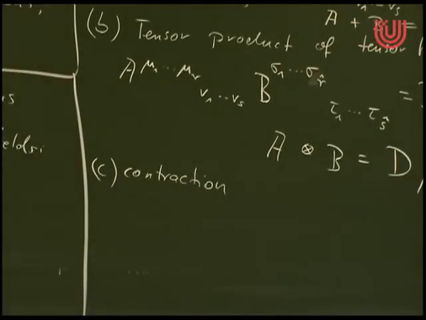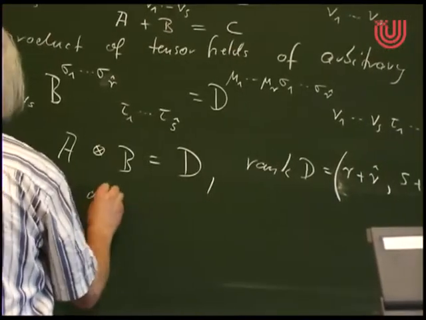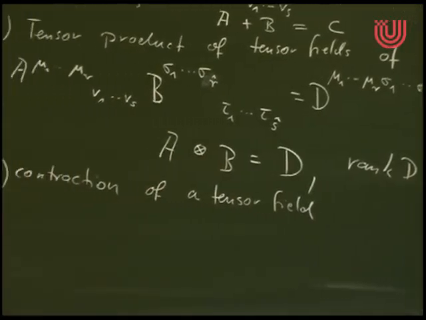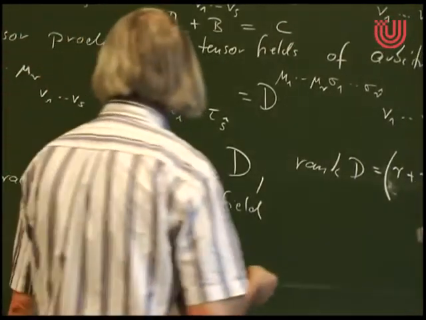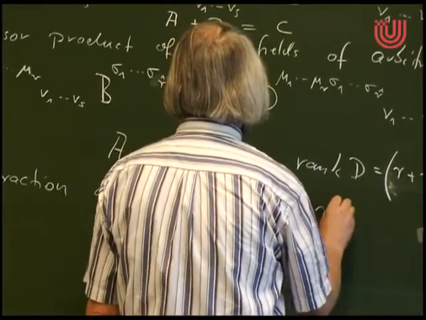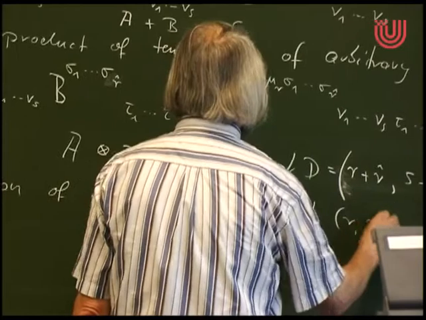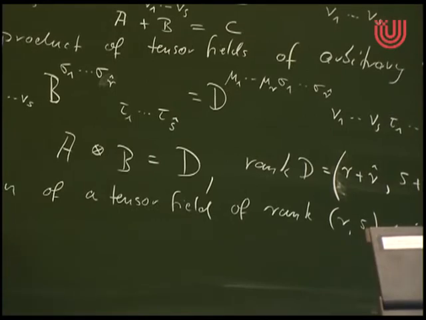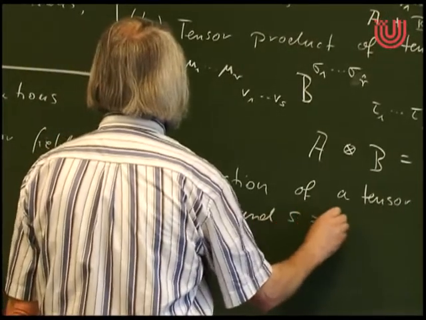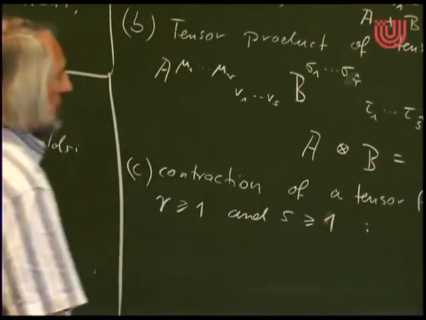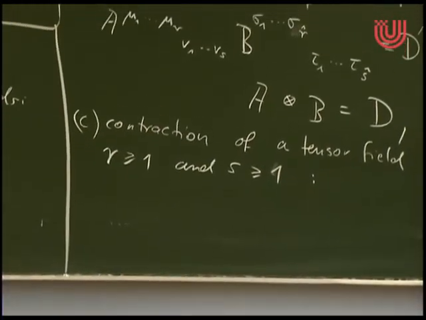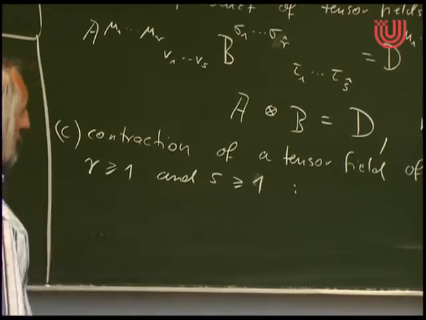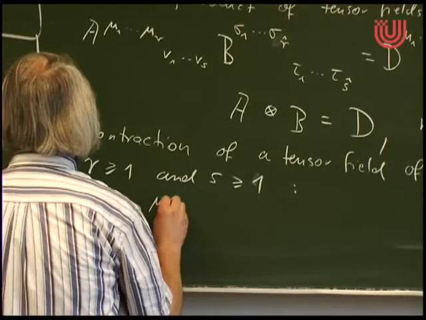Namely, I can do the following. Contraction of a tensor field. Well, it must have at least one upper and one lower index, otherwise I couldn't construct anything. Tensor field of rank r, s with r bigger or equal than 0 and s bigger or equal than 0. And that's defined in the following way. I just equate two indices. This means I sum over one pair of indices. And then I lose one upper index and one lower index. So I would do something of this sort.